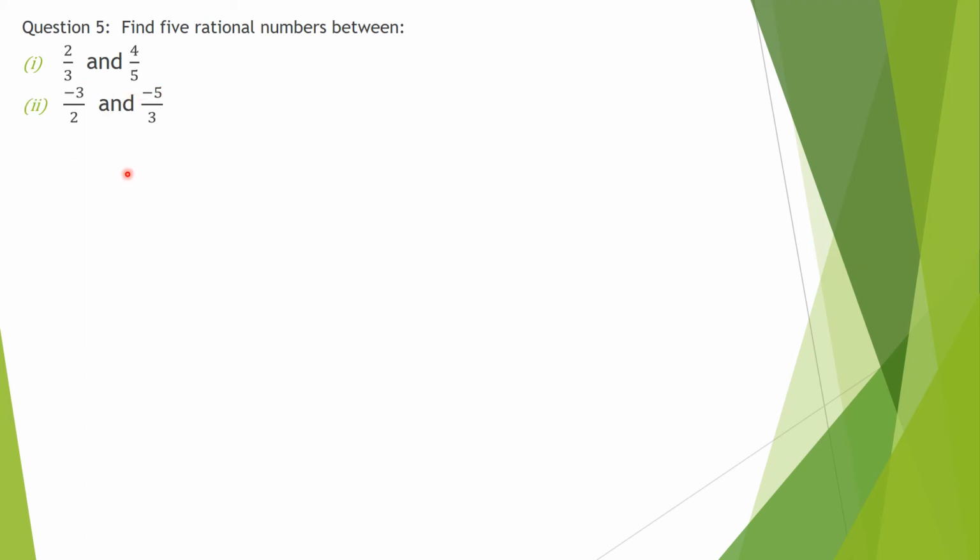Question number 5 states, find 5 rational numbers between. The first part is 2 by 3 and 4 by 5. This is a very similar question to the previous one. First, we'll find the LCM of 3 and 5. That would be 15. This is the second part, minus 3 upon 2 and minus 5 upon 3. And this is the third part, 1 by 4 and 1 by 2.